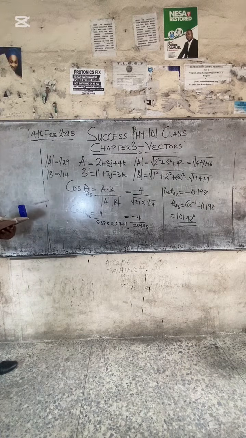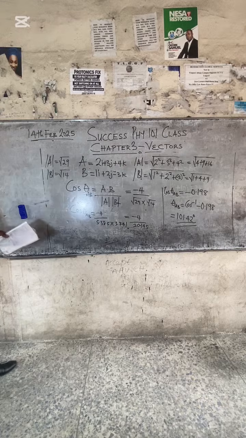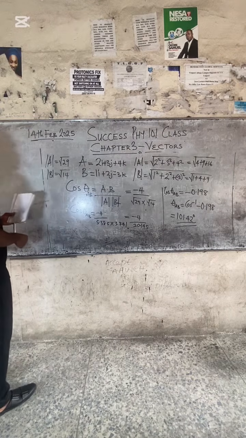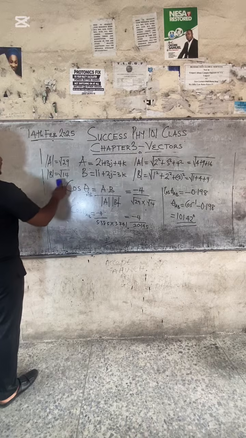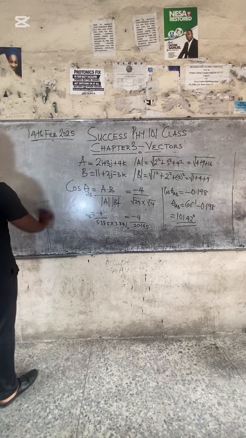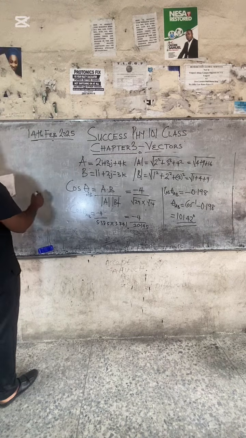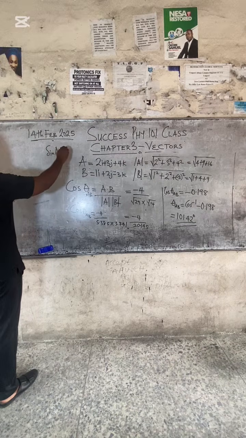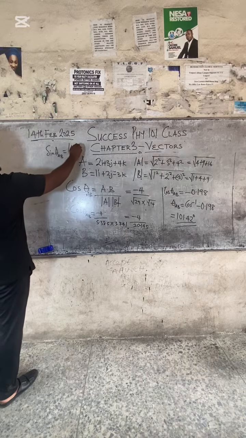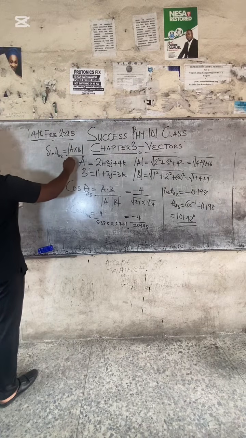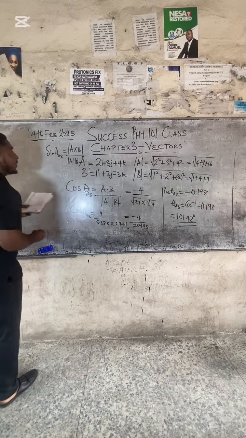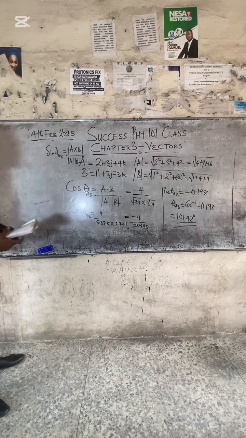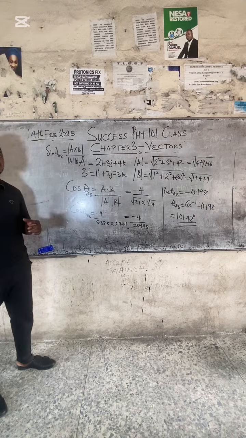Class, with this, you see that that's how you find angle between two vectors. Class, there's another formula you can use to find angle between two vectors. If you don't want to use dot product, you can use cross product. If you're using cross product, sine theta AB will be equal to magnitude of A cross B all over magnitude of A times magnitude of B.